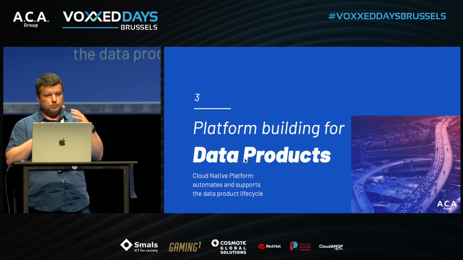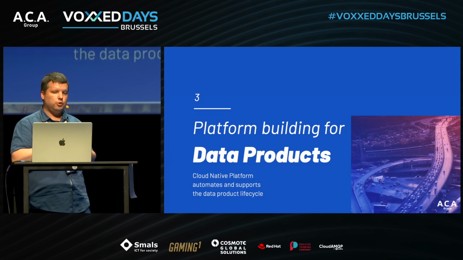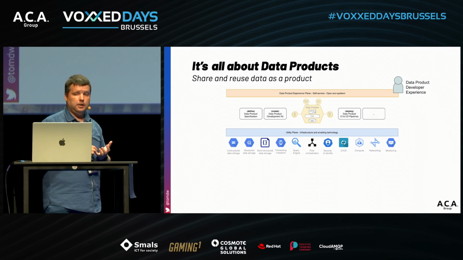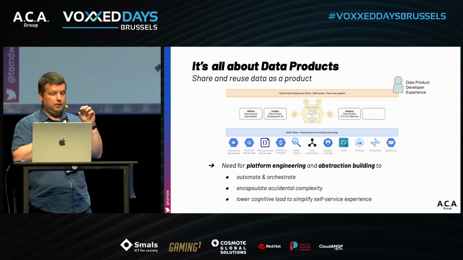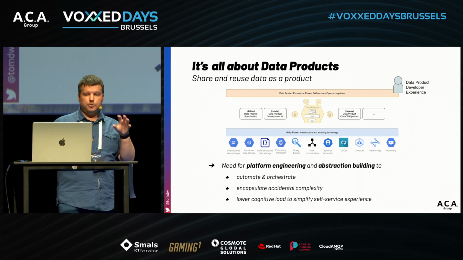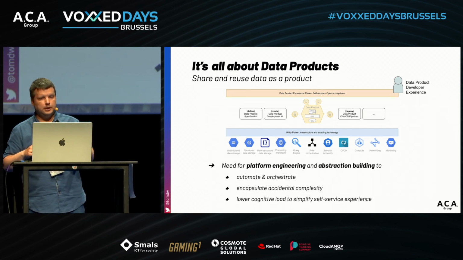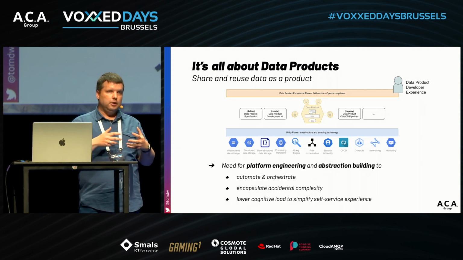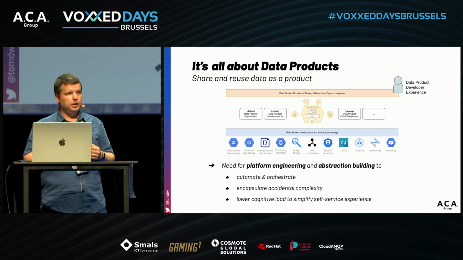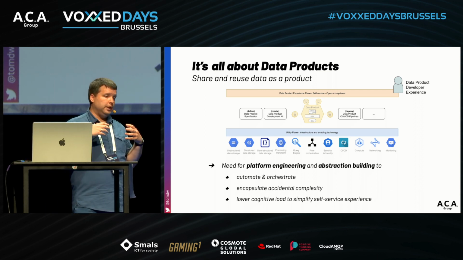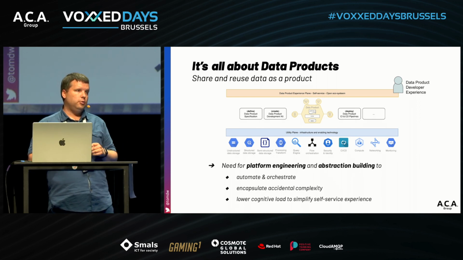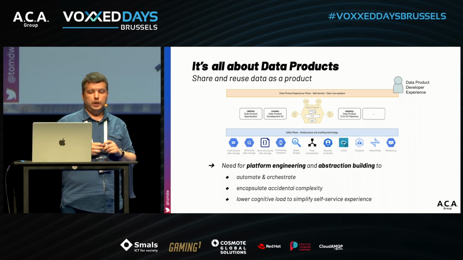The first thing to notice is that for a data mesh platform, it's all about building a platform for data products, sharing and reusing data as a product. And that's where we need some platform engineering and abstraction building to really automate and orchestrate everything that's needed for creating a data product, encapsulate that accidental complexity, and really lower the cognitive load of a data product developer, so he has a very simple self-service experience. And why is that important? Because when it's easy to do that, when it's fast to do that, then we can also get that business agility with respect to data, and keep that when we're growing and changing things.